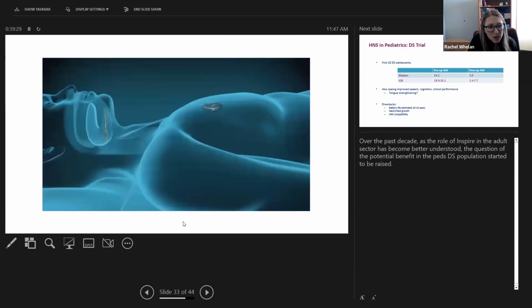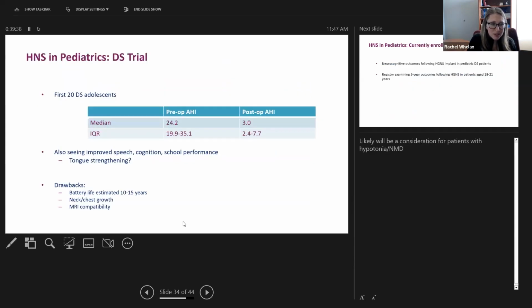As you may know, the first group of children that this is being looked at in a systematic way is the Down syndrome population. This is potentially a really good target for this therapy because of the degree of hypotonia, and also the fact that there is relative macroglossia in these children. So pushing the tongue forward is potentially going to be a really nice therapeutic option.